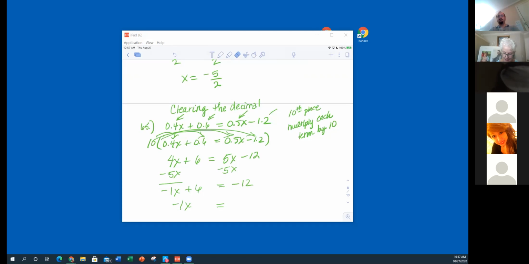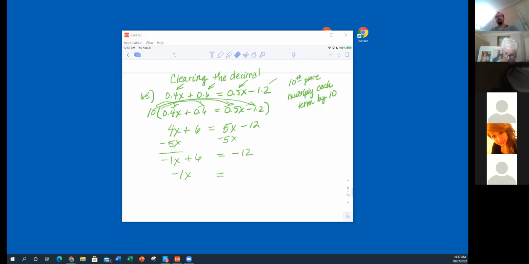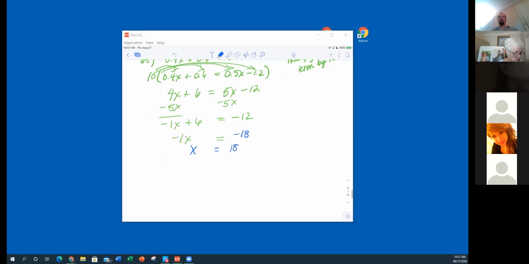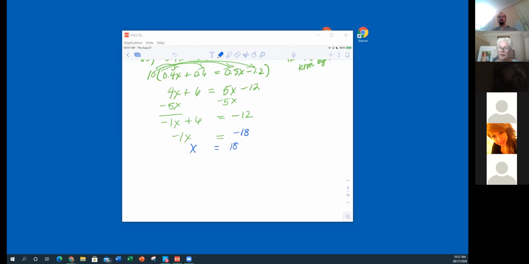Okay, so negative x equals -18. So x is equal to positive 18, right? Because I multiply both sides by -1 and divide both sides by -1. Yes. So this is what you were just talking about. Number 69 is exactly what you're just talking about.